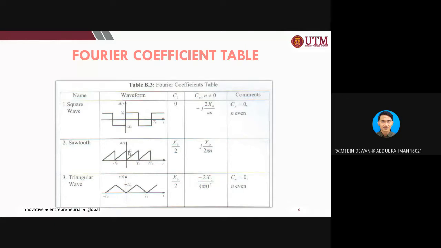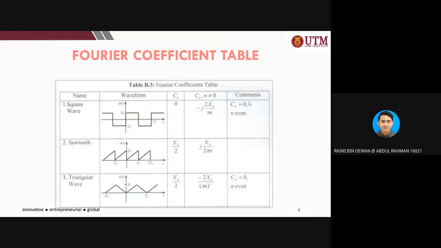And then you can see this is the DC value, x naught over 2. You can see here x naught. X naught means it is the amplitude. If this is 2, then 2 divided by 2 is 1, meaning C naught is equal to 1. And then you have Cn, j x naught over 2 pi n. This is j, and so on.